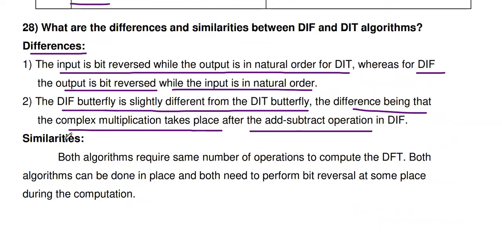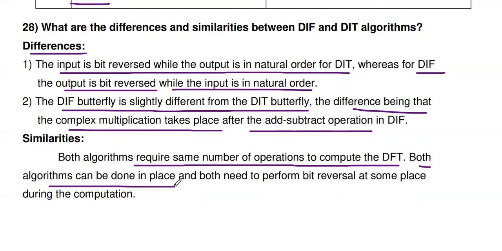The similarity is that both algorithms require the same number of operations to compute the DFT. The number of multiplications used is N by 2 log N, and the number of additions used is N log N. Both DIT and DIF algorithms use the same number of operations to compute the DFT. And both algorithms can be done in place. In place means that once the answer is calculated, it is stored in the same input data memory location, not separate. That is in place.